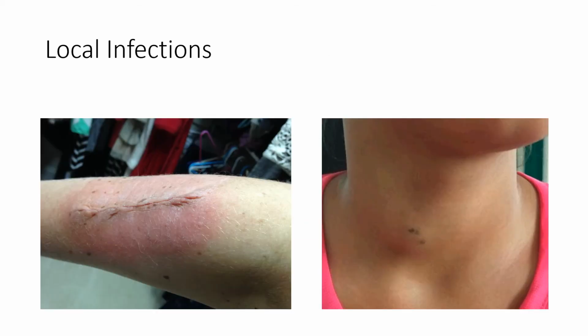Here are some examples of local infections. On the left, we can see there's localized erythema, and this demonstrates a cellulitis, which usually develops 3 to 4 days after the operation. It is usually due to infection with the skin commensal bacteria, such as Staph epidermidis and beta hemolytic streps, and the management typically includes flucloxacillin or cefazolin for a few days.